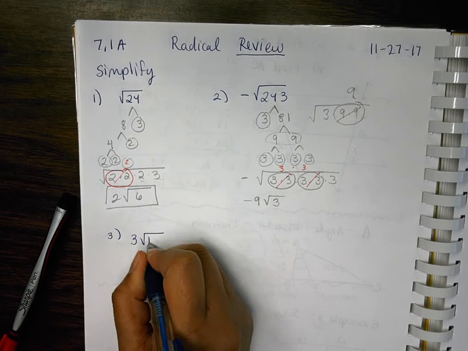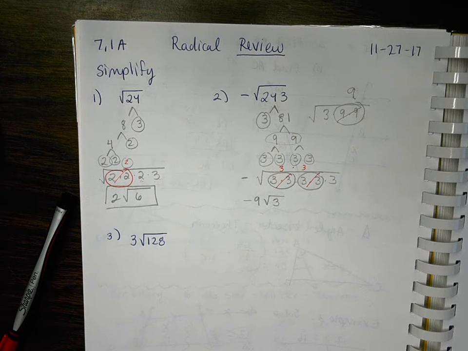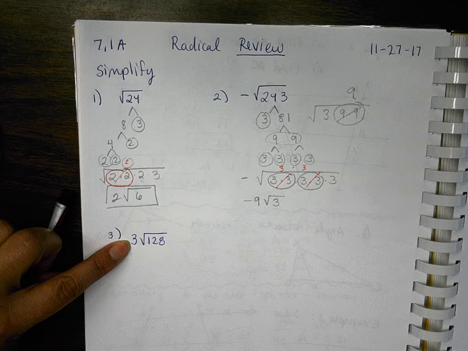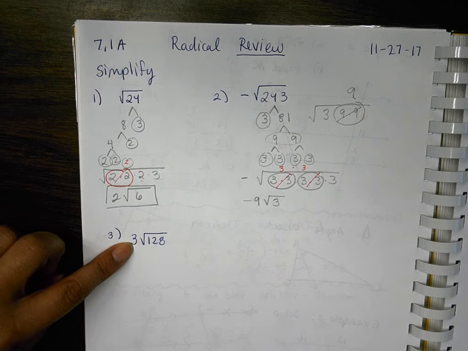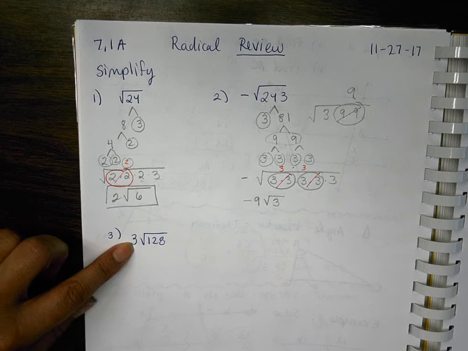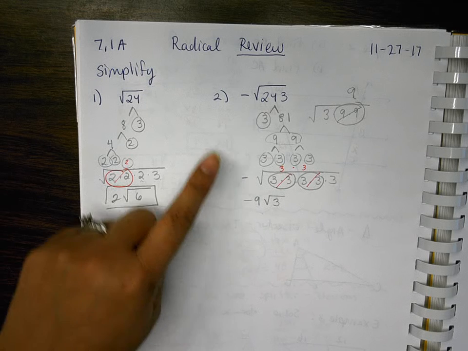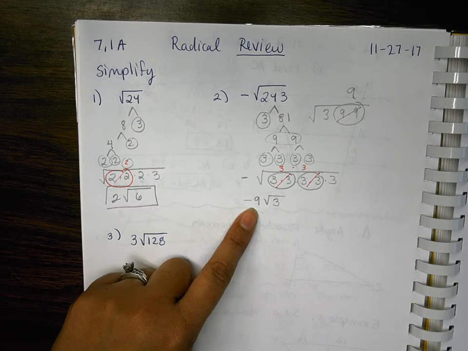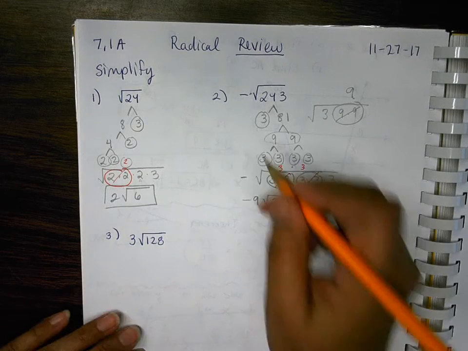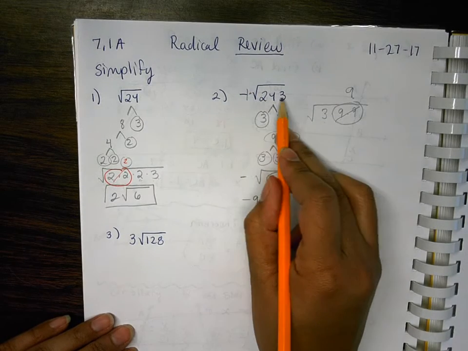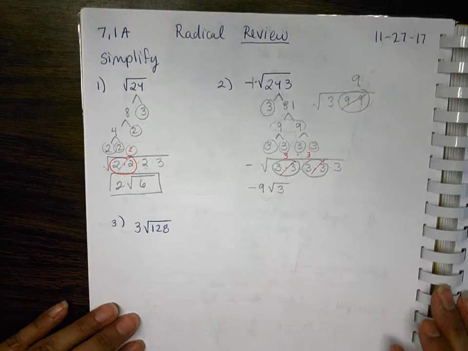Number 3. 3 root 128. How does this one change a little? There's a number in the front, the coefficient there. Does everybody see it? Yeah? Okay. Any thoughts on what we're going to do with that number? What did we do with the negative here that was in the front? We multiplied it at the end. Do you agree? Think of that as a negative 1. What's negative 1 times 9? Negative 9. All right. So think of this as a negative 1 times this. Same thing here. This is going to be 3 times whatever this breaks up to once we pull things out.